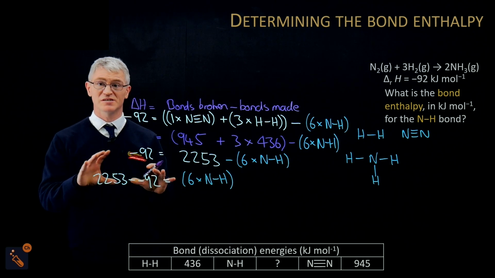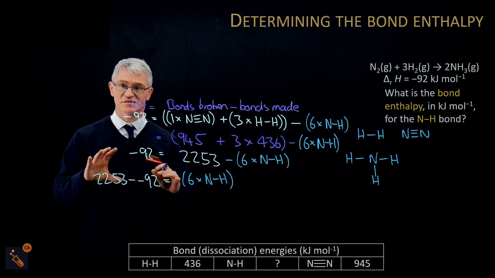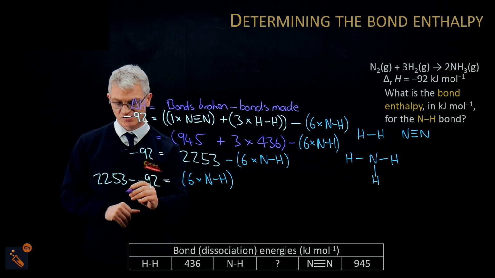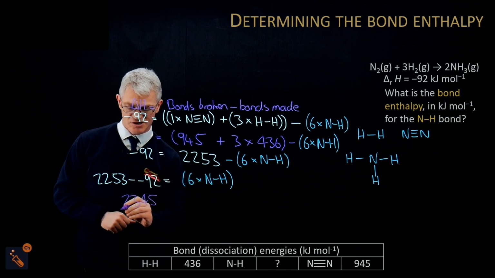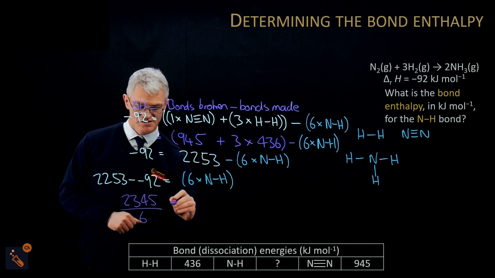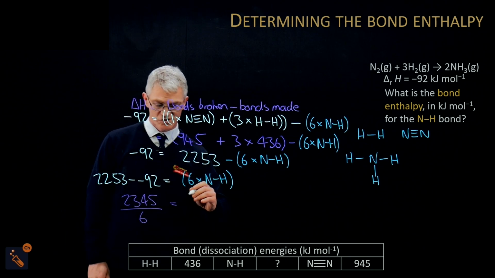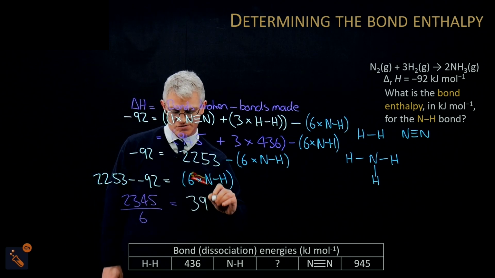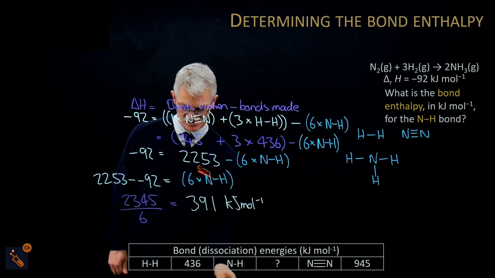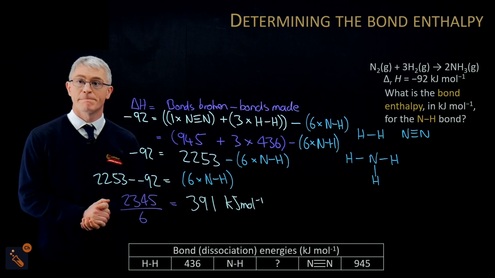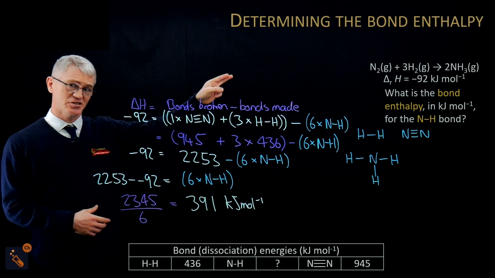Okay, all we have to do is put this in the calculator. Okay, and the most important thing is when we put it in the calculator, we will end up equaling 2345. But the important thing is there's 6 of those, and I want to know it for 1, so I divide by 6. Okay, and then I will get my final number, which is rounded to 3 significant figures, which is 391 kilojoules per mole.